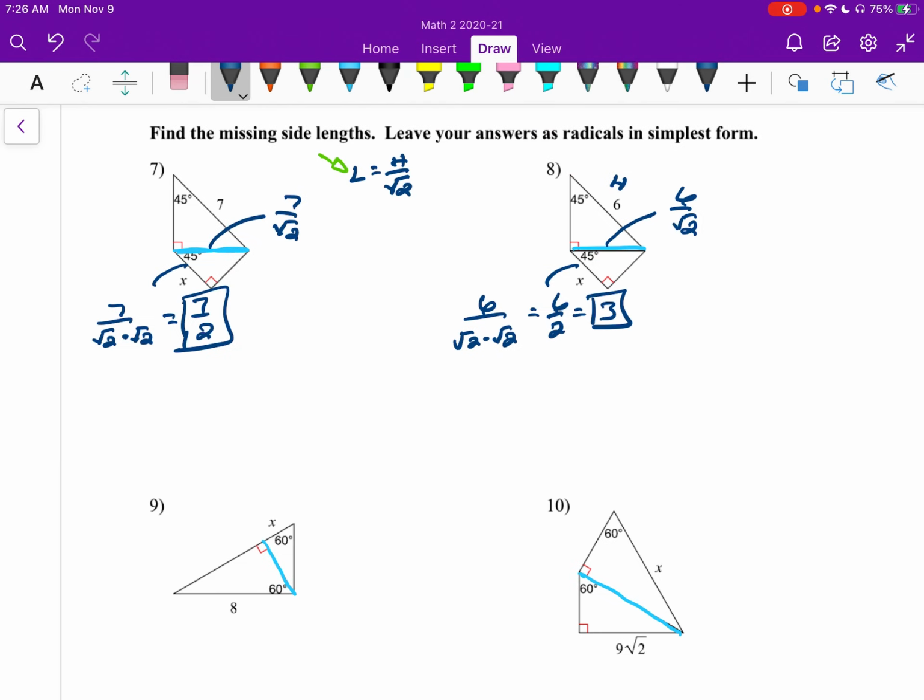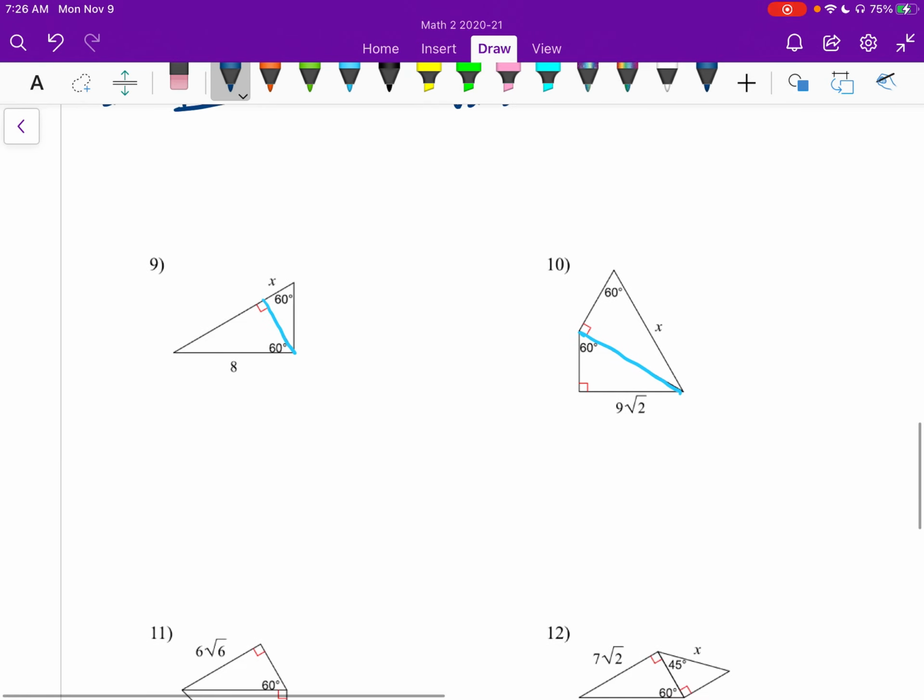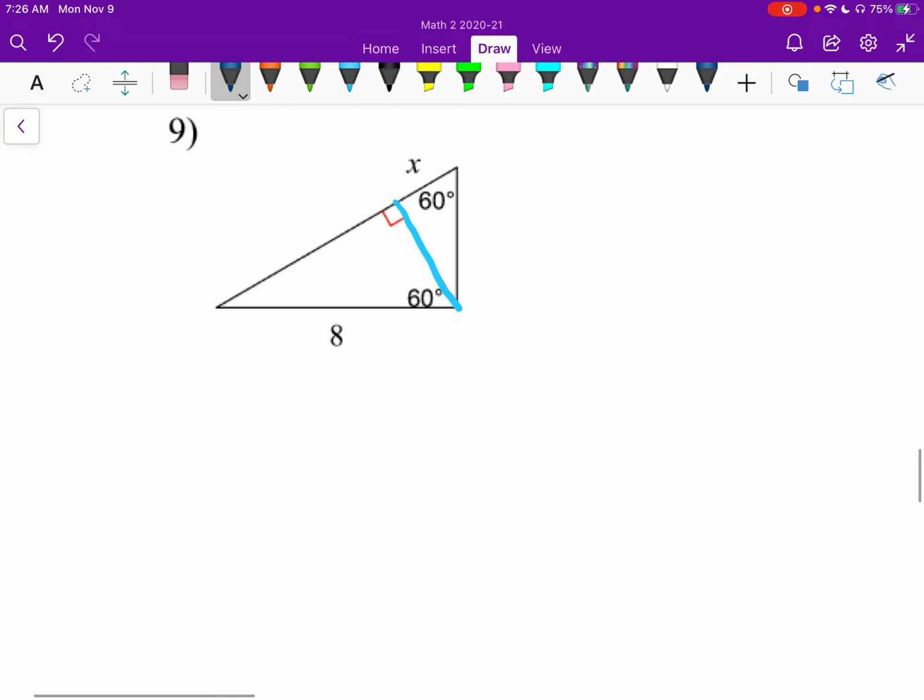All right, very similar setups. Now we have 30-60-90 triangles, so it changes it up just a little bit. For starters, let's look at the bigger triangle here.